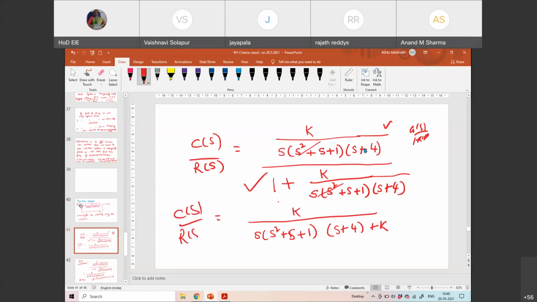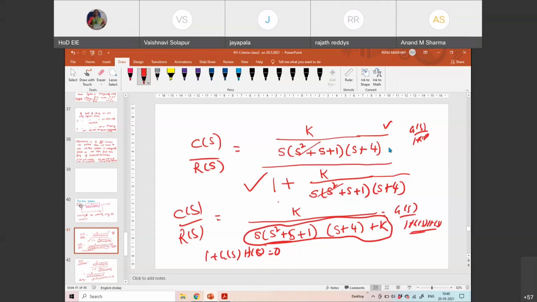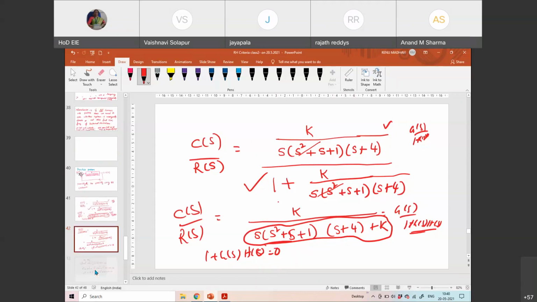You know that in the transfer function of the form G(s) by 1 plus G(s) H(s), once you simplify it, the characteristic equation is found in the denominator of the transfer function. So our characteristic equation is this, correct? Write the characteristic equation as s into (s square plus s plus 1) into (s plus 4) plus k.